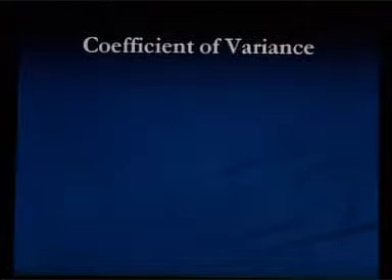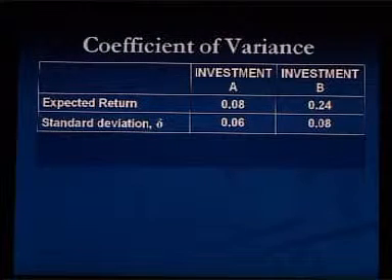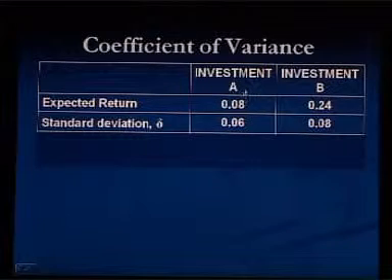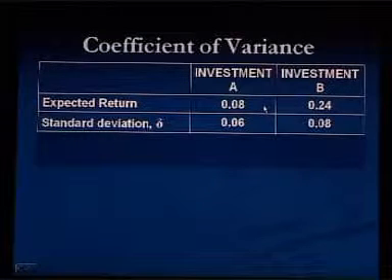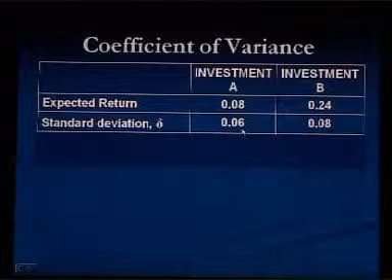In that case, we can use the coefficient of variation. That is, we can get the coefficient of variation by dividing the standard deviation by the respective expected return. Let us see one example on the screen. Here we learn about the use of the coefficient of variation. Just consider these two investments here. You can find that in case of investment A, expected return is 8%, but in case of investment B, expected return is 24%. There is a huge difference between the expected returns of the two investments, but the standard deviation for investment A is 0.06 and for investment B is 0.08.